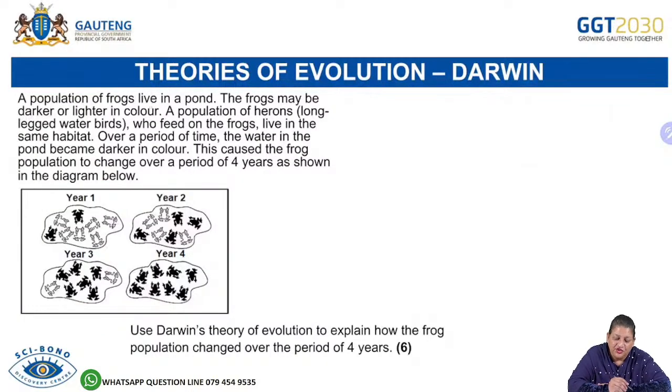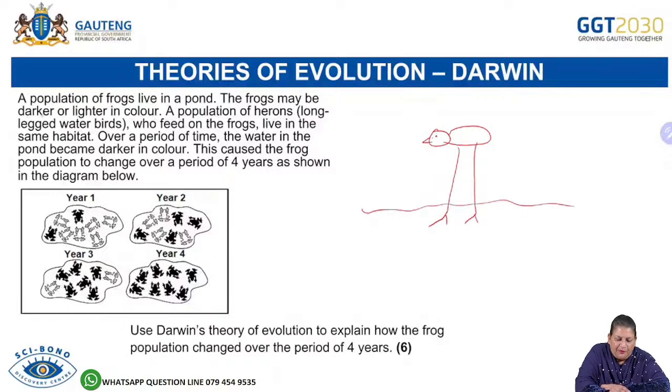Now let's go to the next one. Again, the more you apply, you're going to get your full marks for these theories. A population of frogs lived in a pond. The frogs may be lighter or darker in color. Automatically now, we're looking at the color to be a characteristic, the variation, right? A population of herons. Okay, let's read further. A population of herons. Herons are birds, long-legged water birds. You know, they look like this normally, with long little legs, okay? And here's your herons. And here's the water.